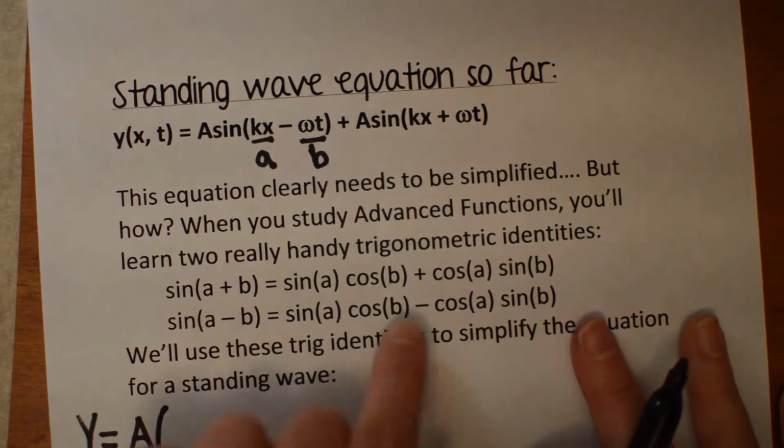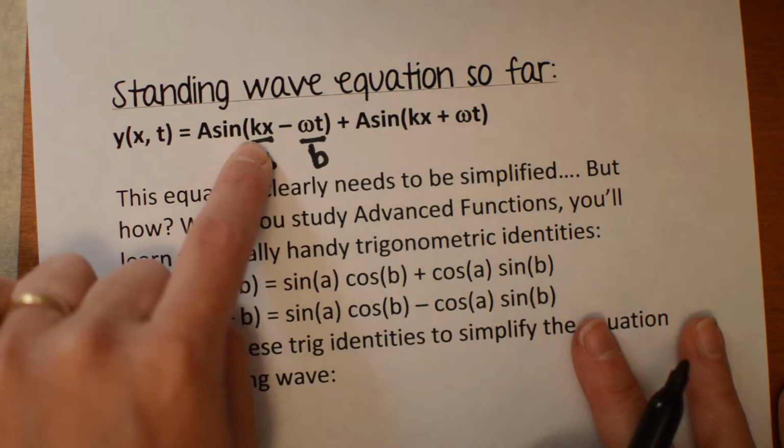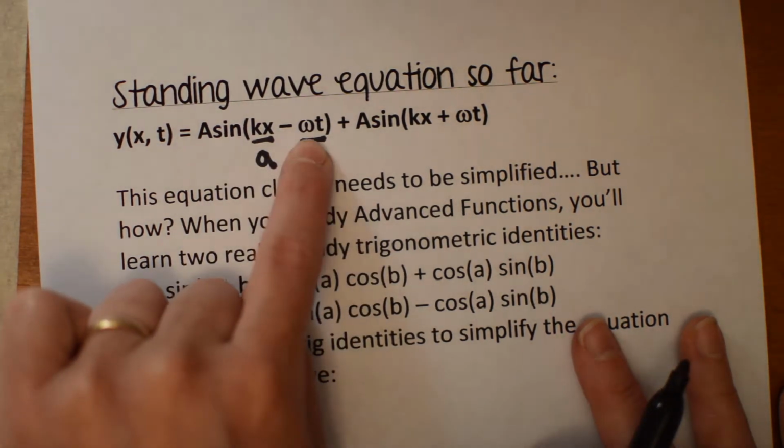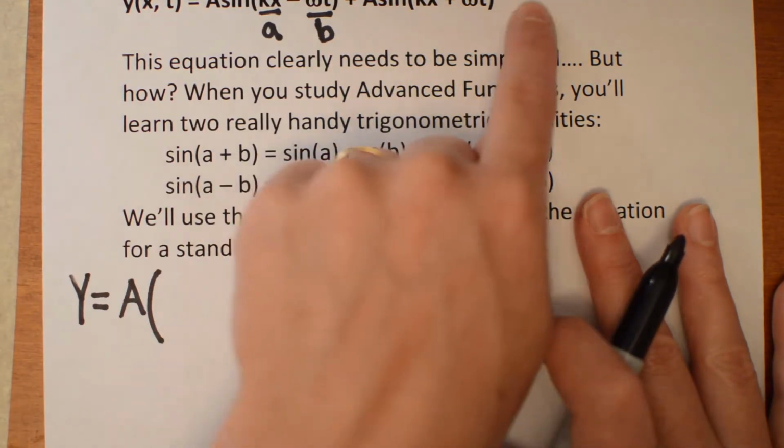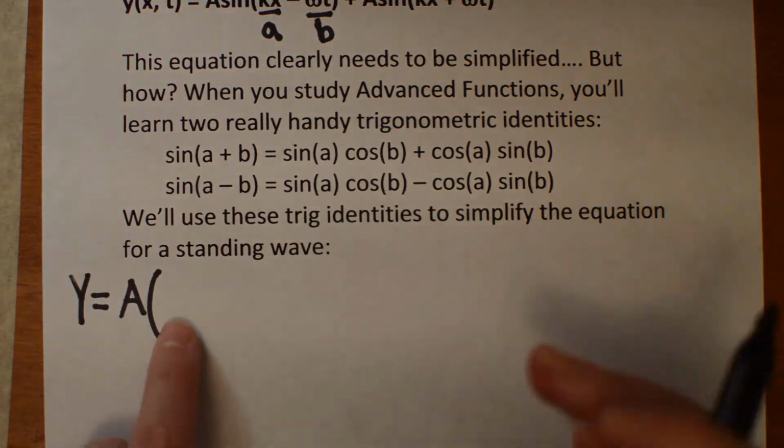So when I use this trig identity, everywhere I see A, I'm going to be putting in kx. Everywhere I see B, I'm going to be putting in omega t. All right, so I'm just working on the first part right now. We're going to do the second part in a second. It'll take a little bit here.